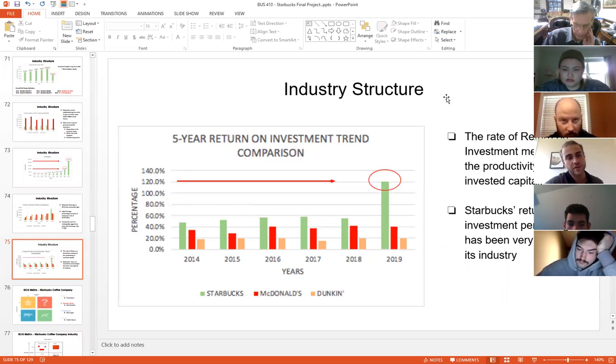Here we have the 5-year return on investment trend, the comparison. The numbers prior to 2019 seem to be in the same category, which is really high. 2019 is not the norm.